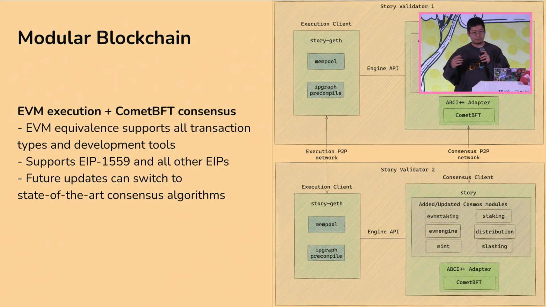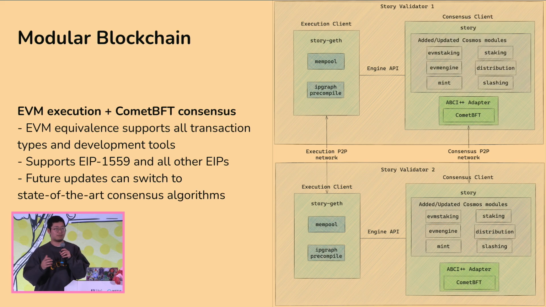A bit more detail on our modular approach to blockchain. As mentioned earlier, we use EVM execution and CometBFT consensus, which means we are EVM compatible. Any EVM chain's application can easily transition to our chain with all the transaction types and development tools. We also support EIP-1559 and other EIPs. In the future, we will also switch to a state-of-the-art consensus algorithm.